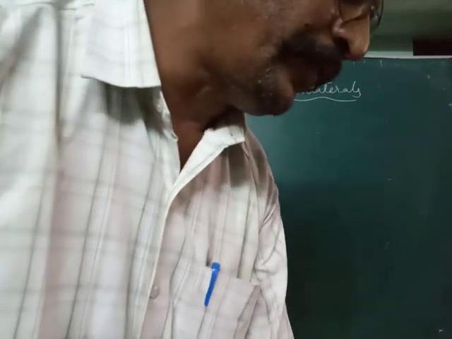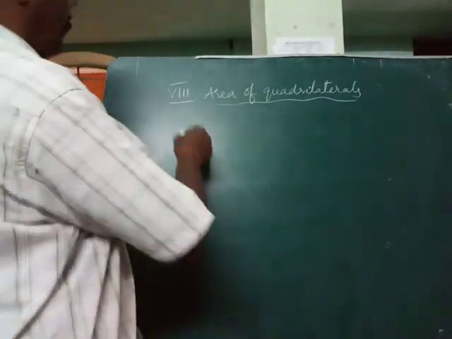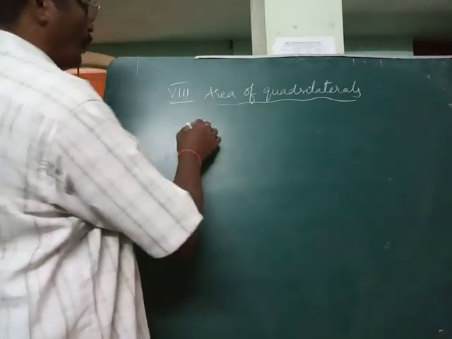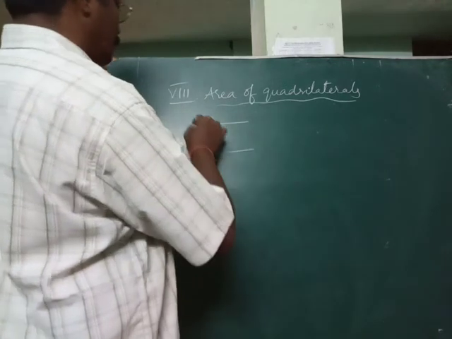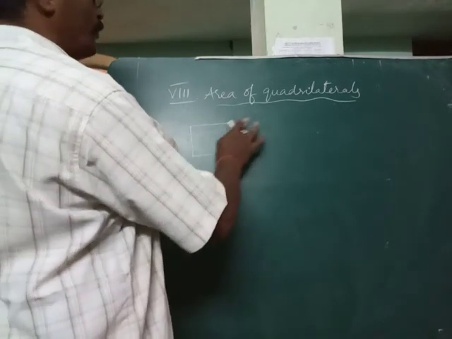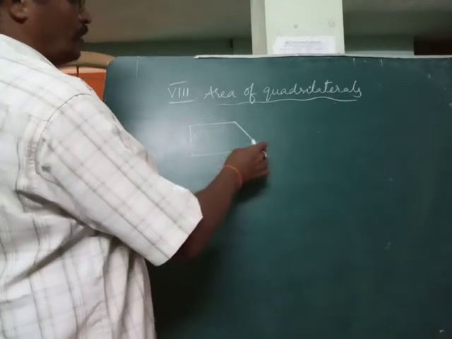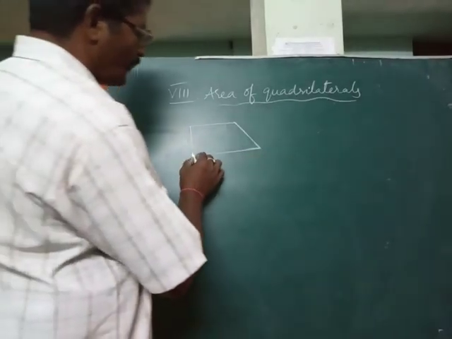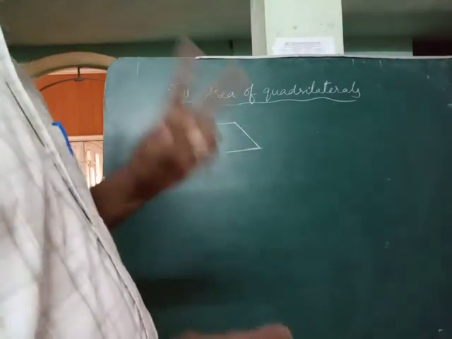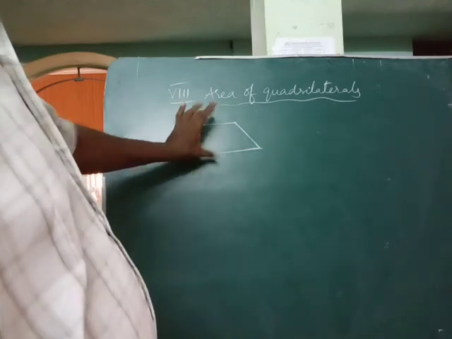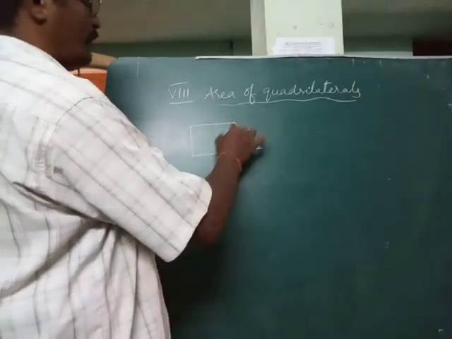What is the difference between trapezium and quadrilateral? In a trapezium, one pair of opposite sides are parallel. This is a trapezium. This side and this side are parallel. One pair means two lines are parallel. Remaining are not parallel. This is the shape of trapezium.